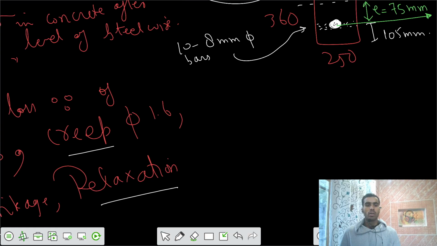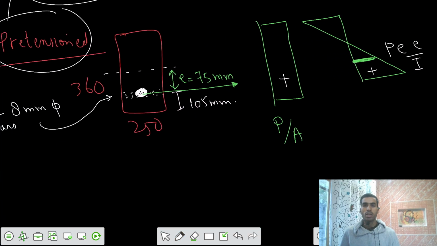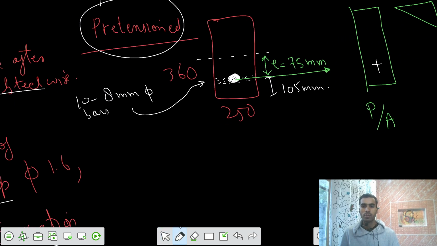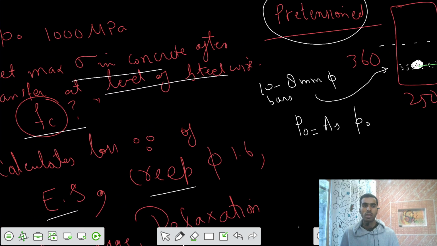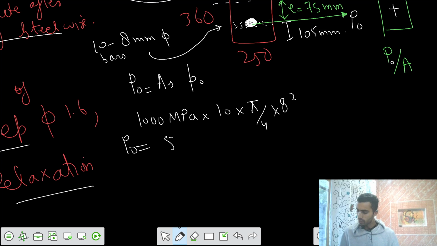First, we need to calculate the stress in the concrete at the level of steel wires, that's fc. We need to find the initial prestress force P0. P0 is the area of the steel wires times the initial prestress of 1000 megapascal. We have 10 bars of diameter 8, so P0 equals 502.655 kilonewton.